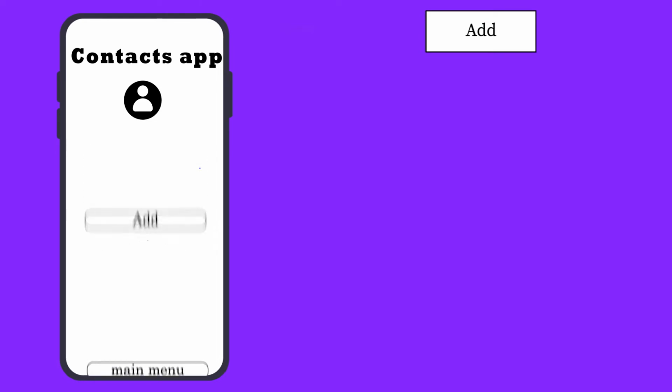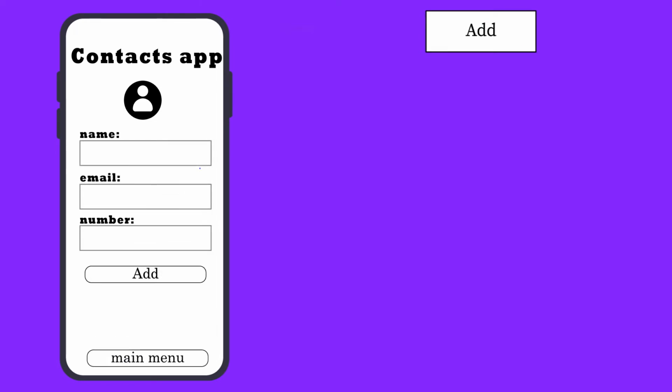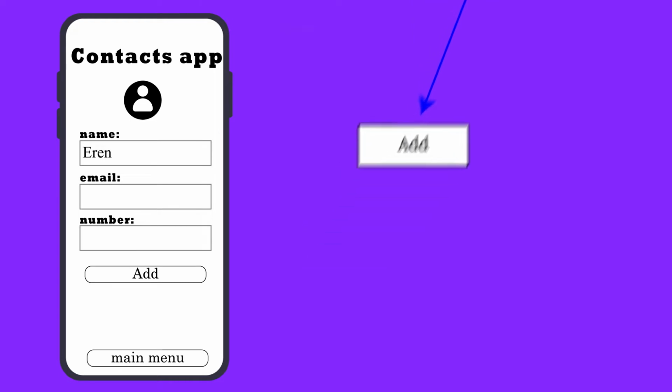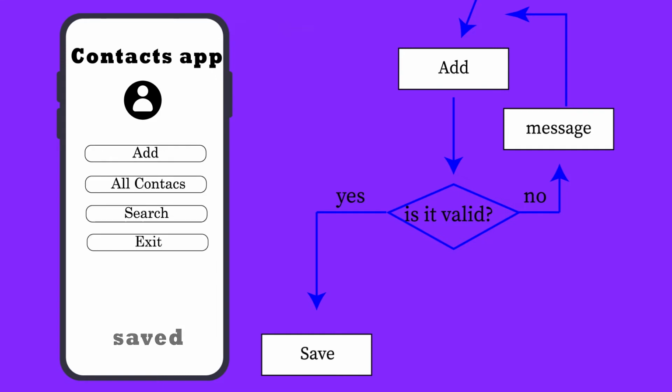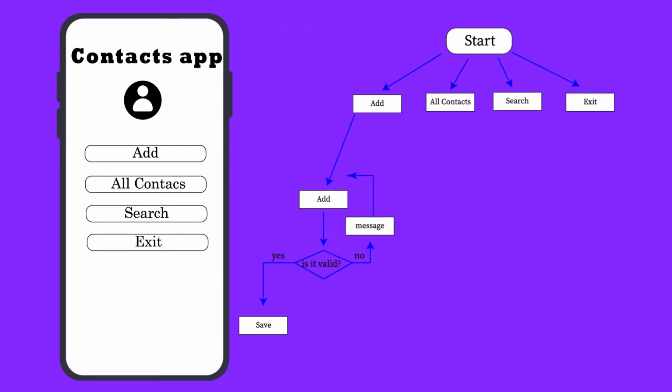When you press the button Add, the program will open a page with 3 input fields and 2 buttons. When you press the button Add, the program will see if your inputs are valid. That means you should fill up all 3 fields, and the name that you entered should not exist in the database. When your inputs are correct, the program will save the data and navigate you to the starting menu.